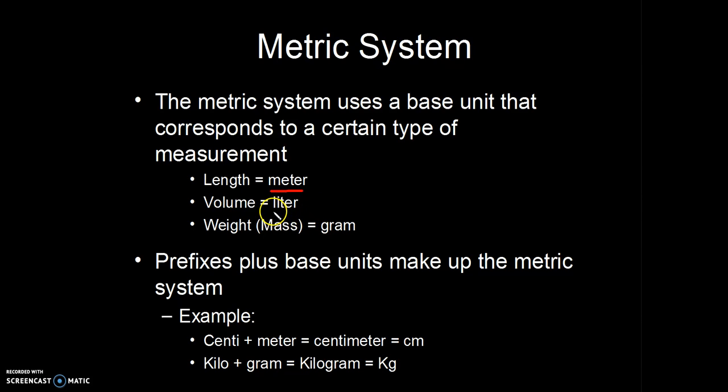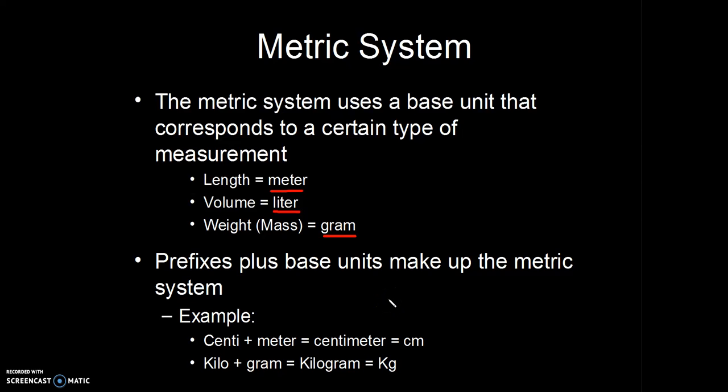If you are measuring the volume, we use liter. And by volume, I mean the space something takes up. I'm not talking about loudness. And if you want to measure the weight of an object or the mass, how much matter is in it, we generally use a unit called the gram. There are other base units, but those are the three that you're going to see the most.